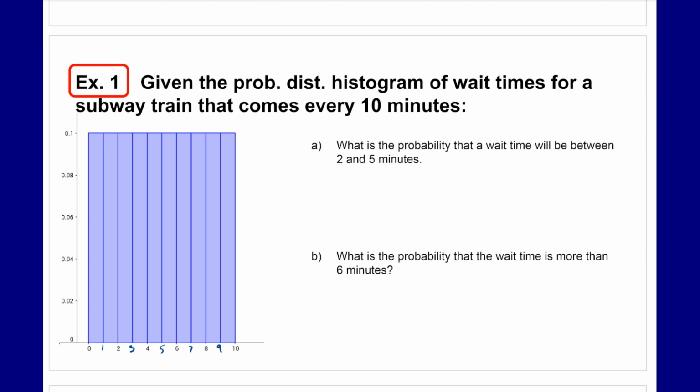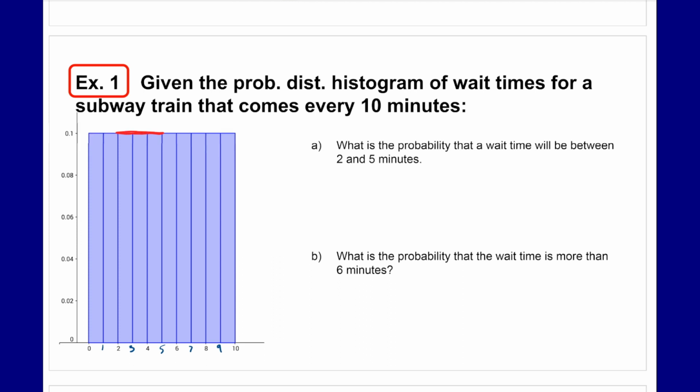Again, it's uniform because we have this box shape, so it is a uniform distribution. And we want to figure out, what is the probability that the wait time will be 2 to 5 minutes? Well, if I look for 2 to 5 minutes, I am looking for the area underneath this section.